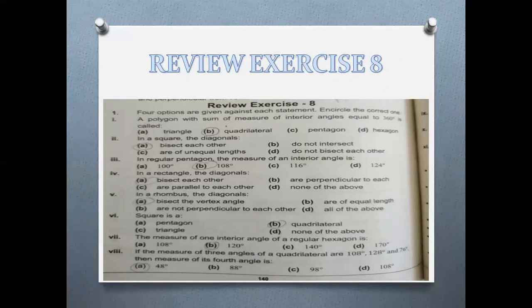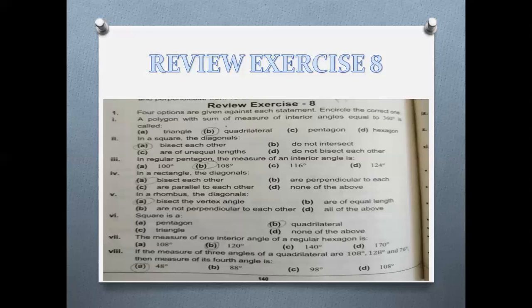Now we are doing the review exercise of 8. Four options are given and you will select the correct option. A polygon with the sum of measure of interior angles equal to 360 degree is called a quadrilateral. In a square, the diagonals bisect each other. In a regular pentagon, the measure of an interior angle will be 108 degree. In a rectangle, the diagonals again bisect each other. In the square and the rectangle, both diagonals bisect each other.